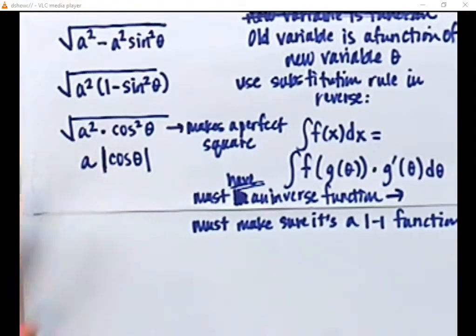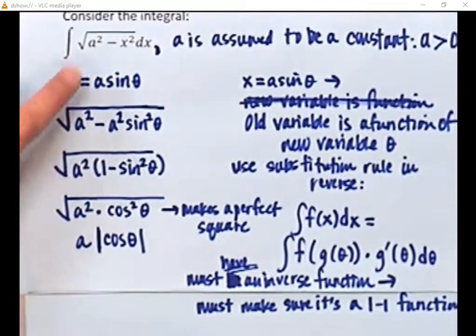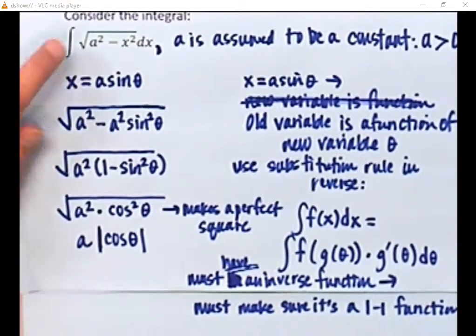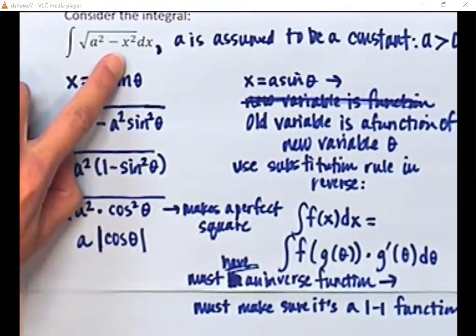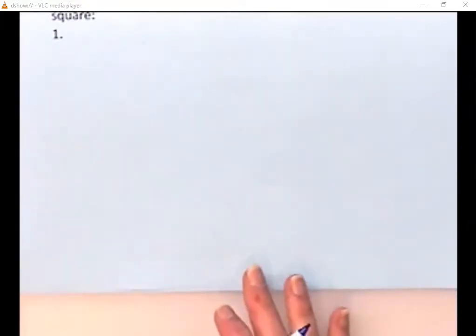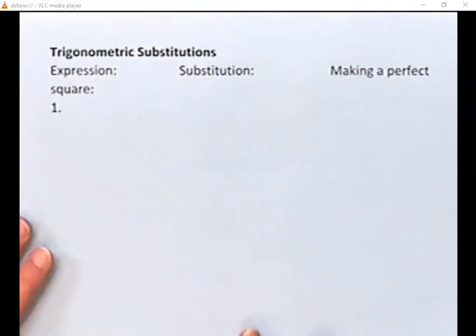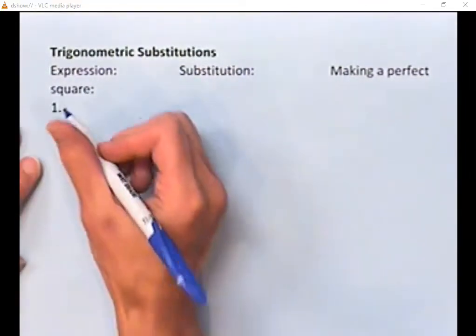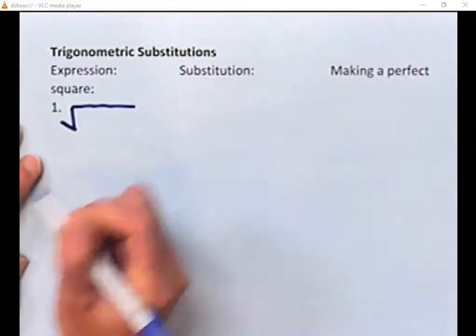Okay, so what are the techniques we're going to use? Notice in this one I use a sine of theta. This works when we have the form a squared minus x squared, but we're also going to see different forms, a squared plus x squared and x squared minus a squared. So I'm going to give you the three basic trig substitutions that we do. There are three forms we see and what substitutions we make, and I'm also going to talk a little bit about making sure it's one-to-one.